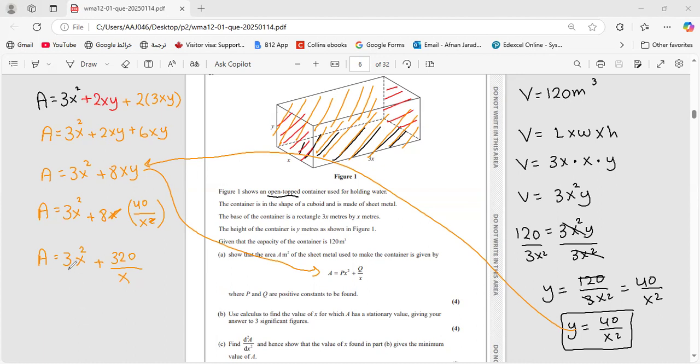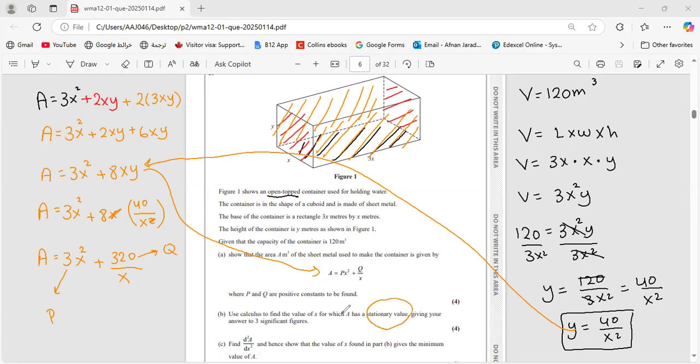So P equals 3 and Q equals 320, okay? So A equals this. Part B: use calculus to find the value of x for which A has a stationary value, giving your answer to 3 significant figures. The keyword stationary value means that you need to differentiate, and the differentiation must equal 0. Here I need to differentiate dA over dx because I have A equals px squared plus q over x. So I need dA over dx to be 0.